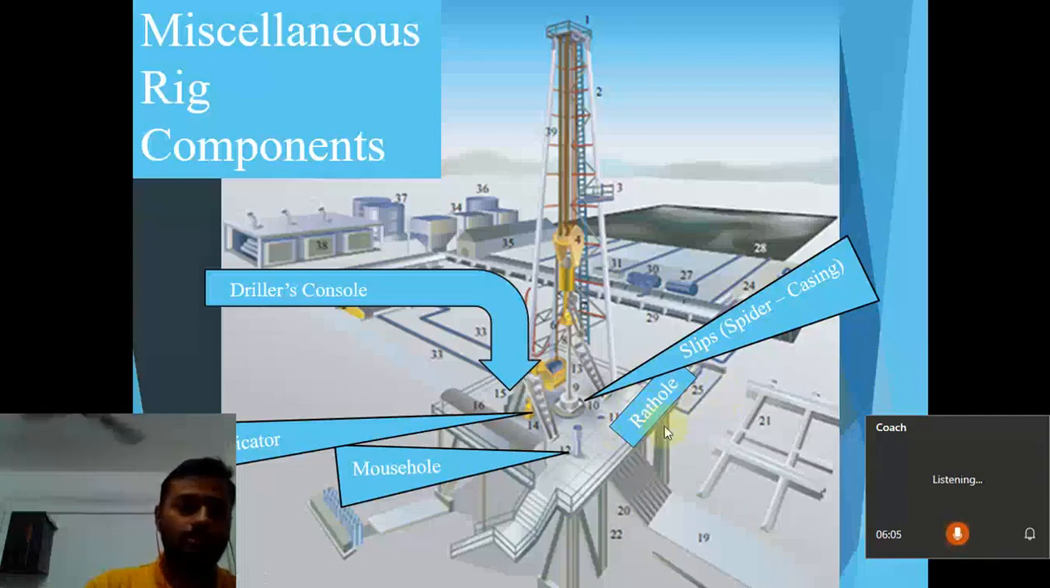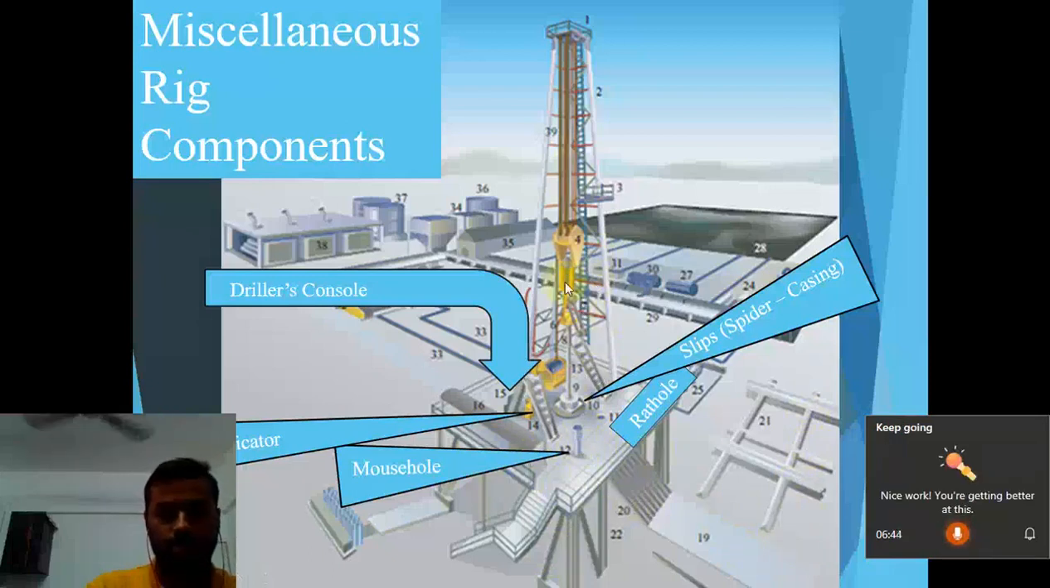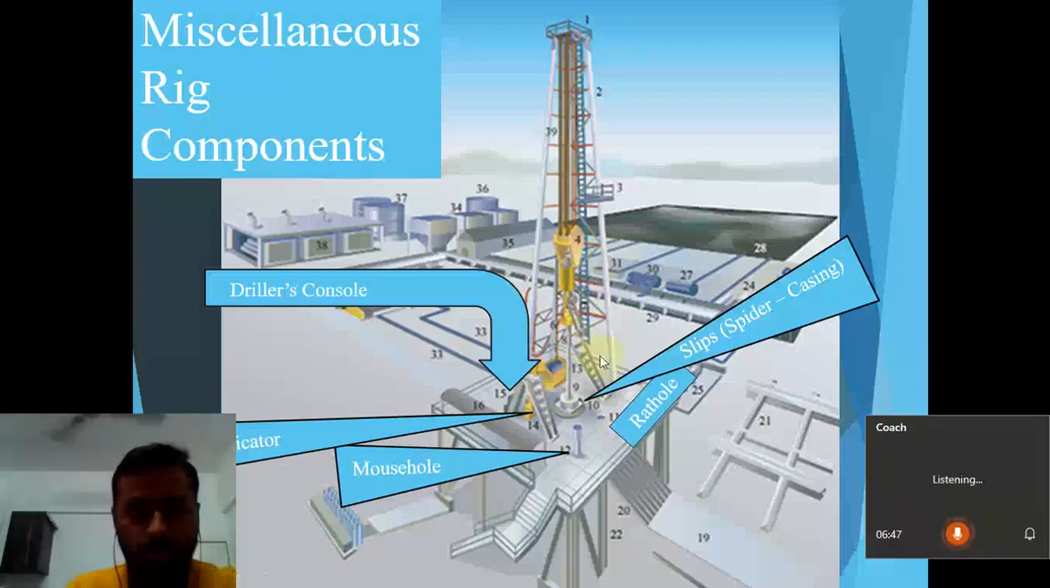Then here we have the rat hole. The rat hole is a designated place where you can keep your Kelly when you have to remove it from the hoisting system. For example, when you have to add a new drill string, you can keep your drill pipe or drill collar in the mouse hole here. So you can just pick it up and join it whenever there is need. Let's move on.